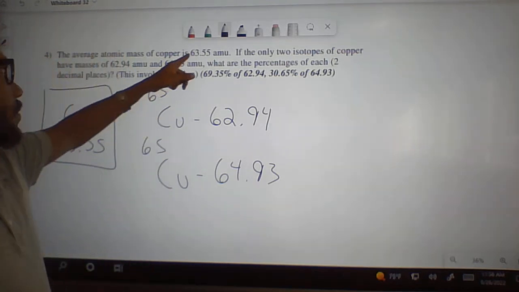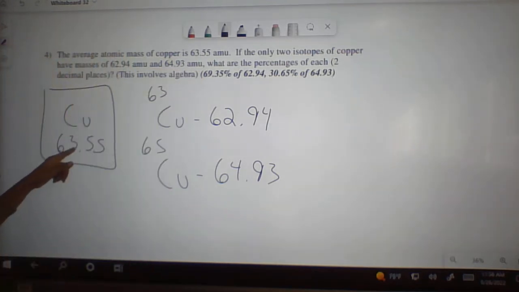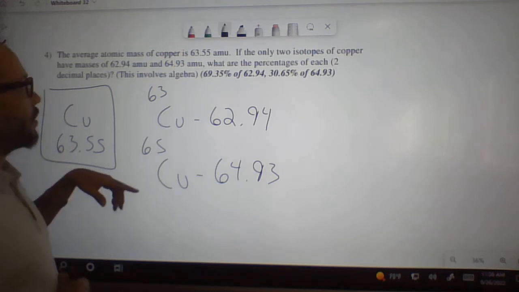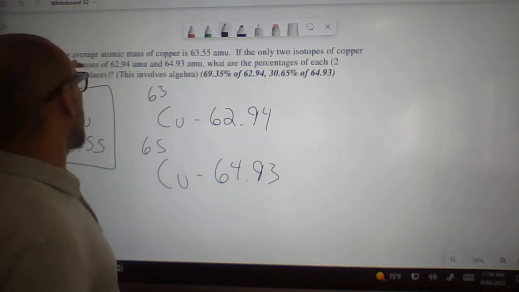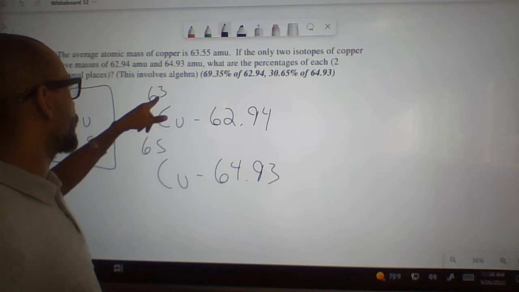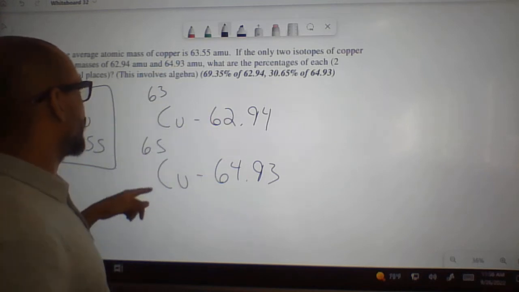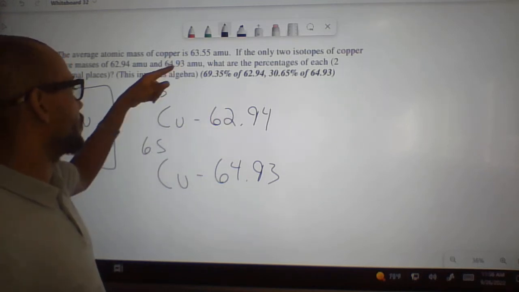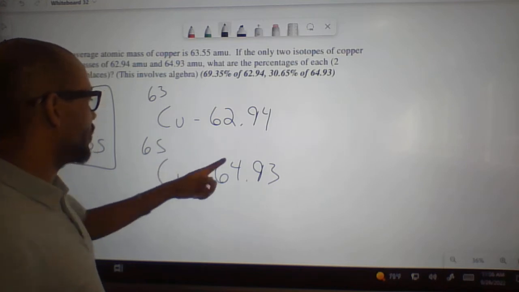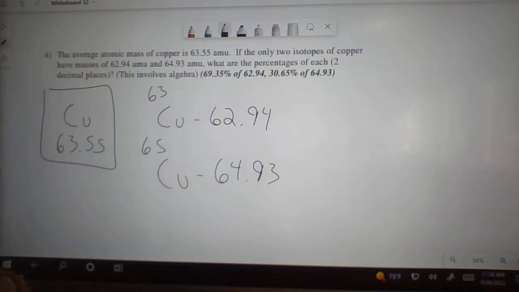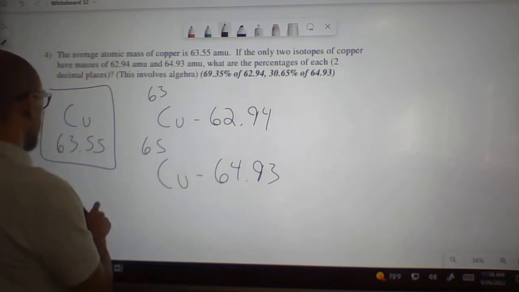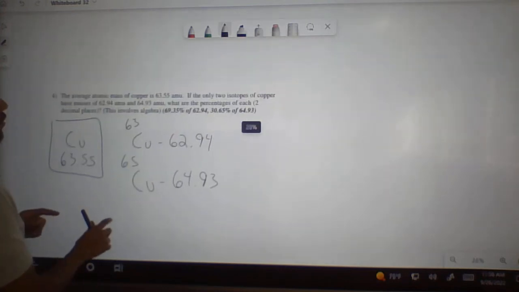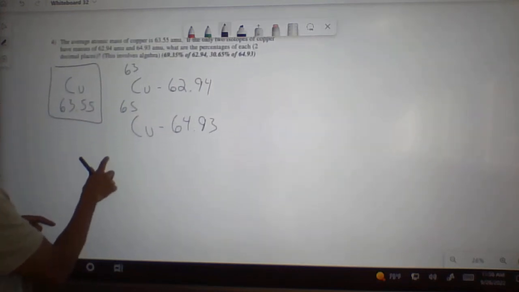So we have copper, and its average atomic mass is here. And then they also gave us the two isotopes. They gave us copper 63 and its mass, and then they also gave us copper 65 and its mass. And so now we'll set up our equations and work backwards a little bit.